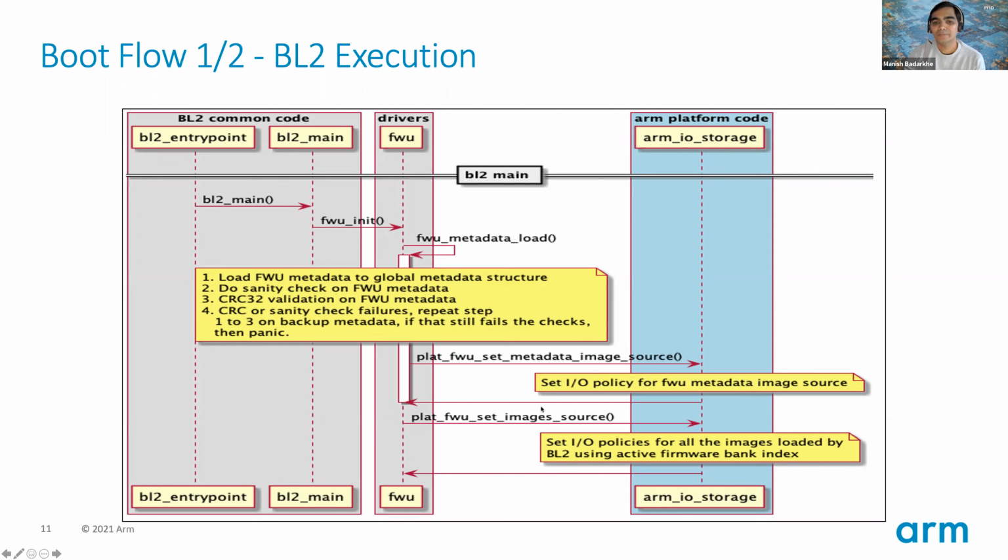So these two APIs are quite platform specific, and it depends upon whether the platform has GPT support or not. They just update the IO policy, meaning where things are residing, so that the IO driver can understand properly and do the action of loading into the SRAM or DRAM accordingly.